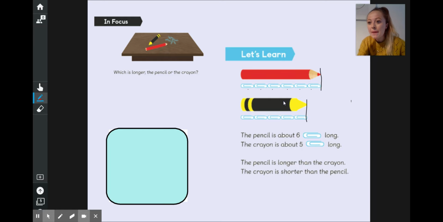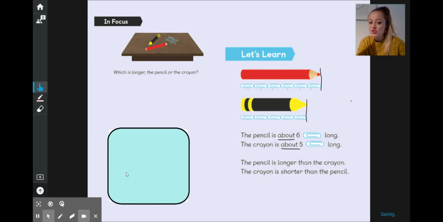Now, when we are measuring using things, we use this important word about, because it's very, very tricky when you're using paper clips or using anything to line them up to get an exact measurement. So we always say when we're measuring using different things, using blocks or paper clips or books, to say it's about that long. So I've just given you a few ideas there, but I'm going to move this away.